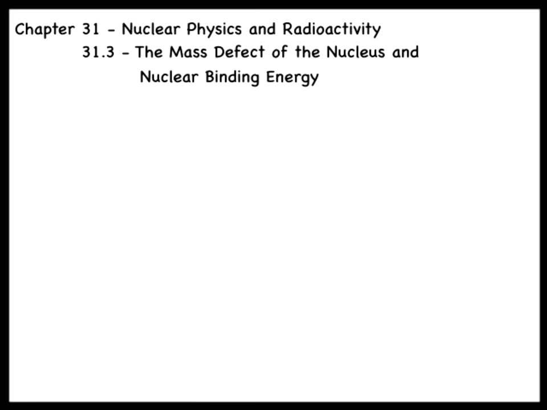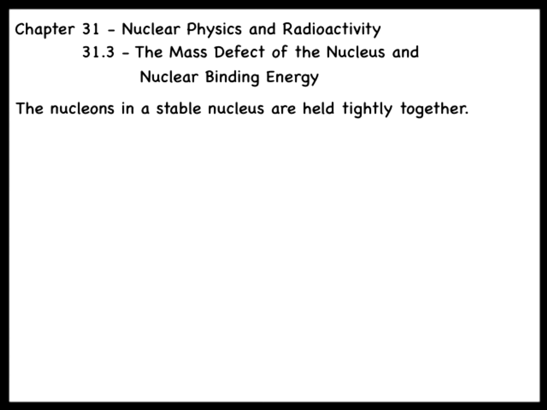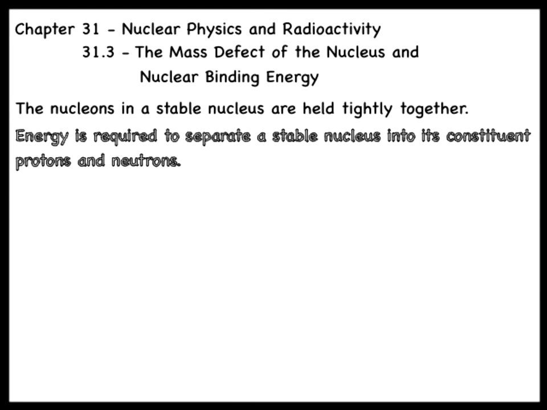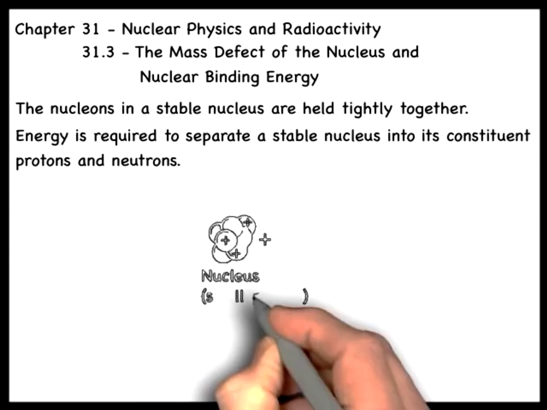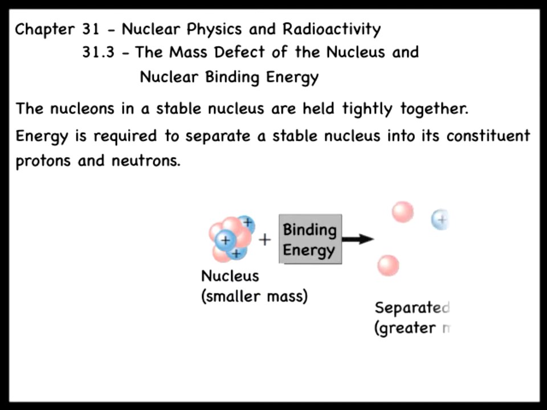Because of the strong nuclear force, the nucleons in a stable nucleus are held tightly together. Therefore, energy is required to separate a stable nucleus into its constituent protons and neutrons, as the figure illustrates. The more stable the nucleus, the greater the amount of energy required to break it apart. The required energy is called the binding energy of the nucleus.